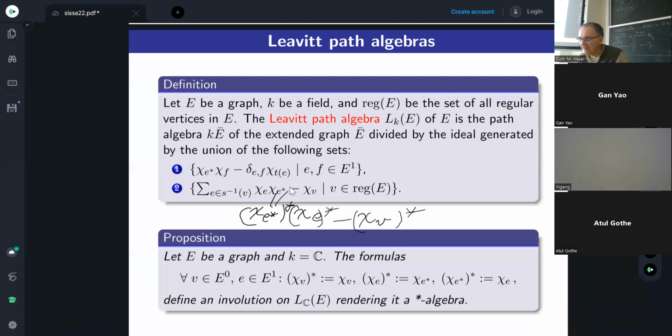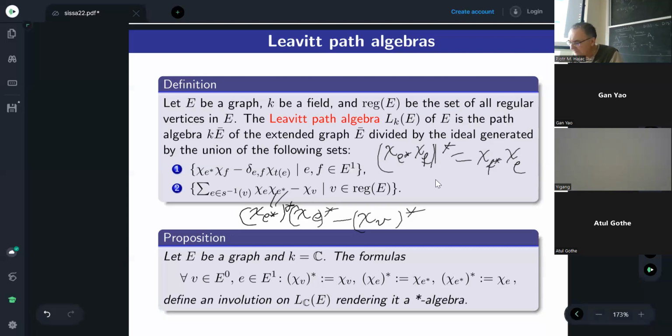It's a bit more tricky here with the first relation. You have to somehow do two cases. One case when E is different from F, then this Kronecker delta is just 0. And when I do chi E star chi F star, I obviously get chi F star chi E, but still E is different from F, so it's still in the ideal.